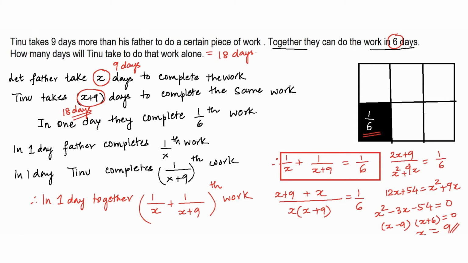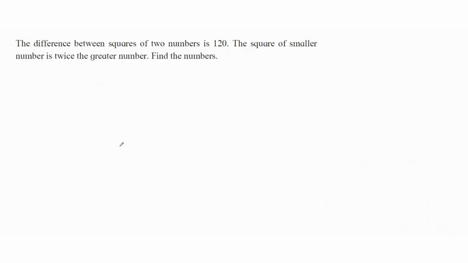Moving on to the next question. The difference between the squares of two numbers is 120. Okay, so there are two numbers which are not known, by the way, and the relation between them is also not specified, at least so far. It's given that the difference between squares of two numbers is 120.